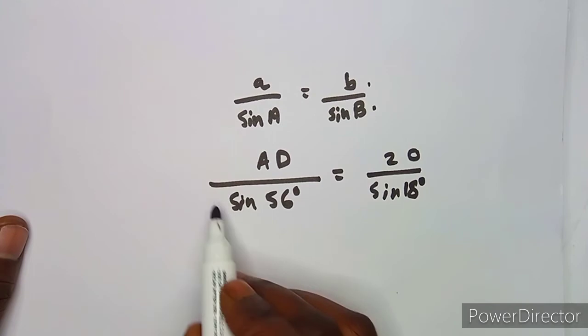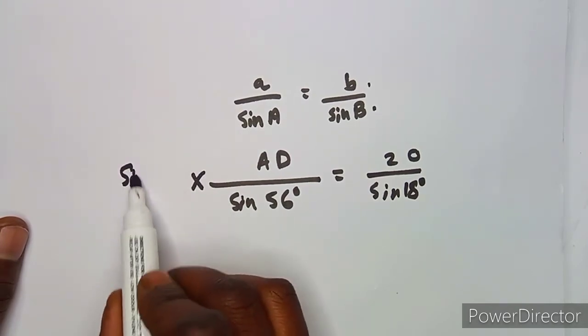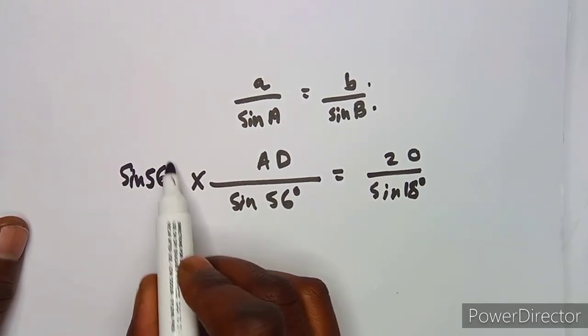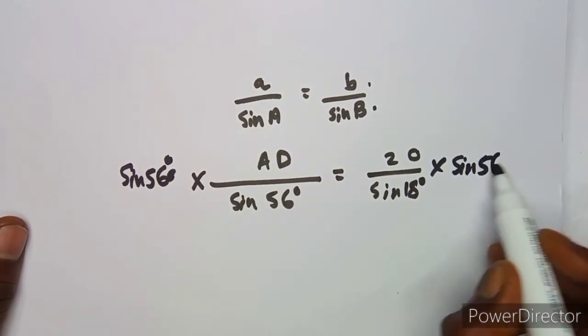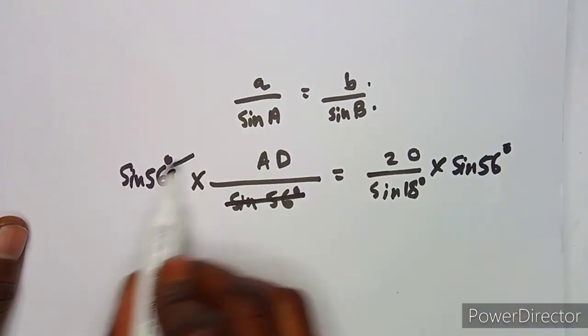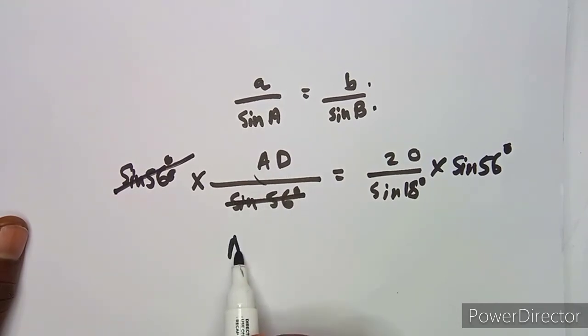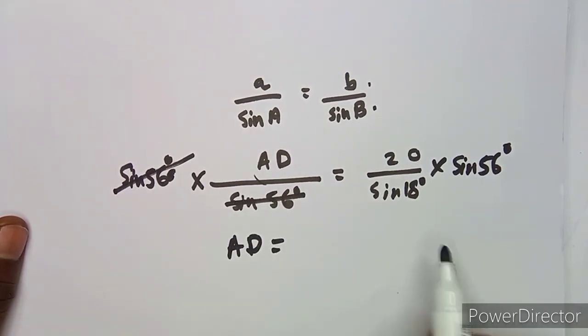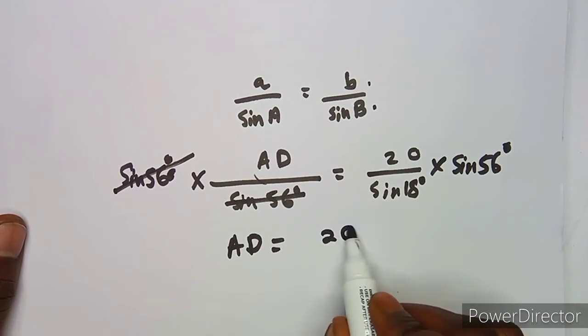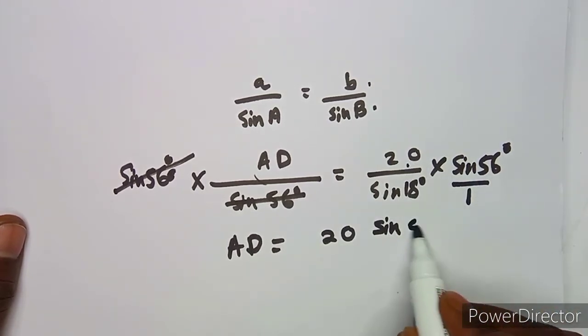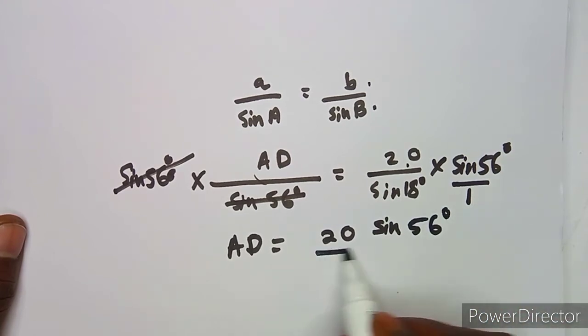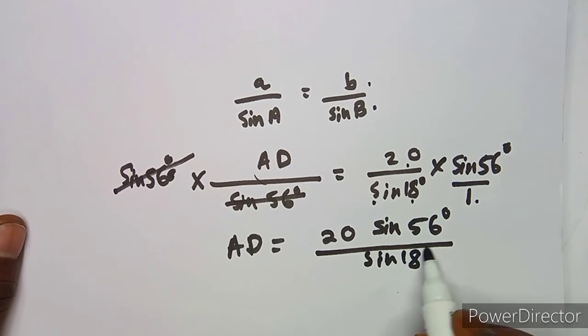As you can see, we want to remove this sine, so you can just remove it by multiplying by sine 56 degrees here, and by sine 56 degrees here. This can cancel, guys, which means AD is the subject now. So AD is going to be 20, which is the same as over 1, so it's 20 times sine 56, which is 20 sine 56 over sine 18 times 1, which is just sine 18.